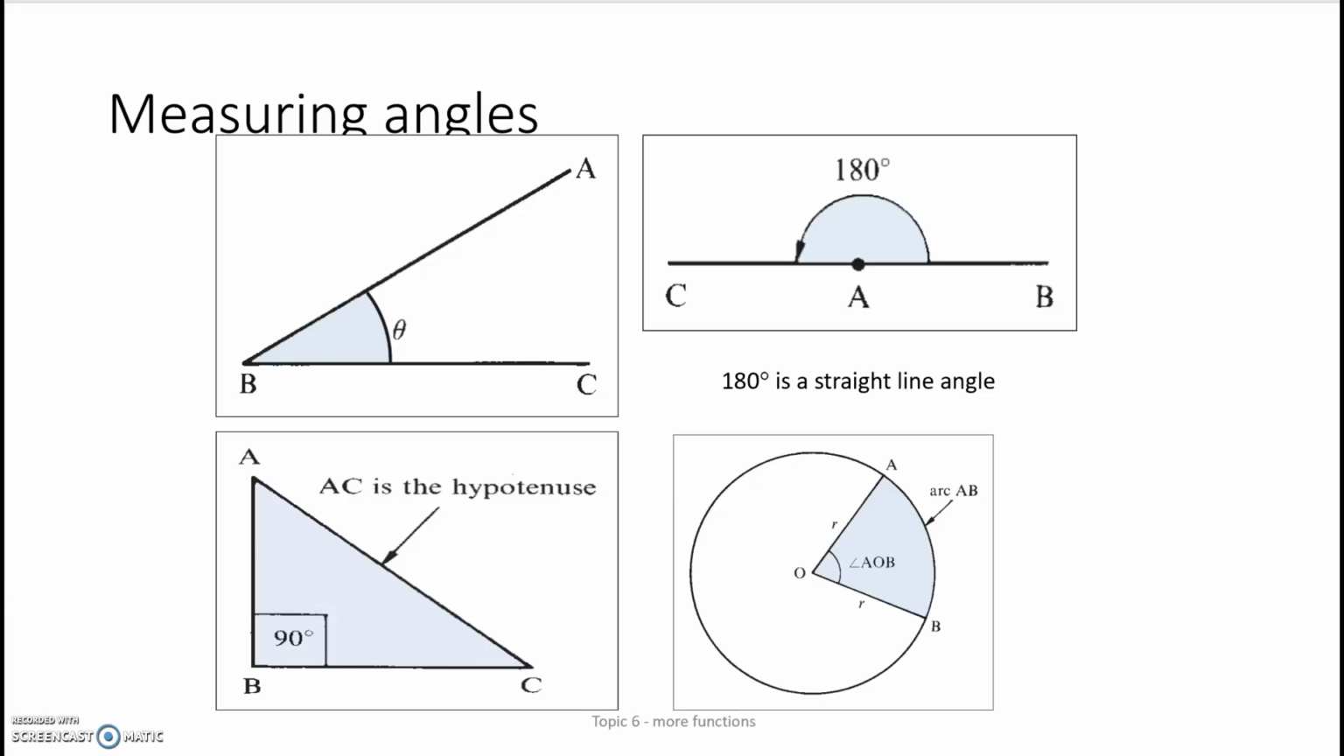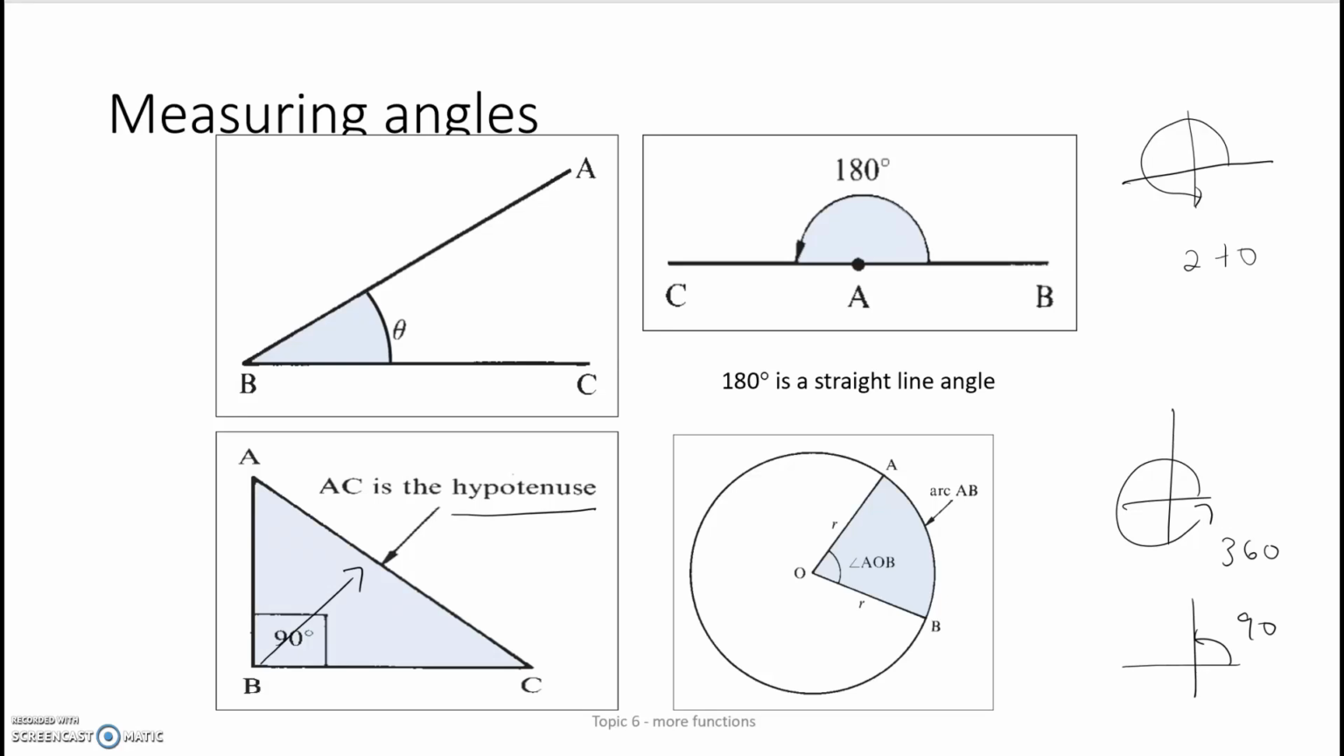We need to measure angles. We can measure angles in degrees or radians. Here I've got them in degrees. And just a brief thing here, hypotenuse is the longest side. It's opposite the right angle. Got 180 degrees on a straight line. So a full turn would be 360. A quarter turn would be 90. A half turn, as it's got there, is 180, and a three-quarter turn would be 270 degrees.